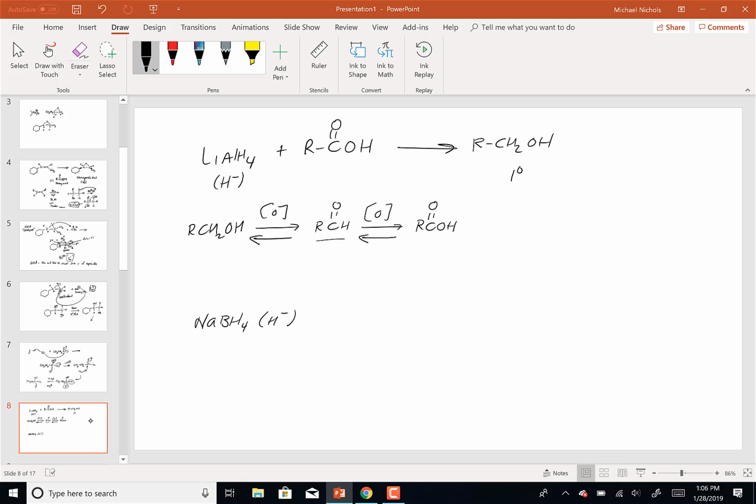So the mechanism of that we'll get to, but not today. Lithium aluminum hydride is interchangeable with sodium borohydride. I mean, it'll do everything that sodium borohydride will do, but sodium borohydride will not do everything that lithium aluminum hydride will. So when you're reducing a carboxylic acid, it's got to be lithium aluminum hydride. You don't have a choice. It's got to be that. That's a fairly potent reagent.